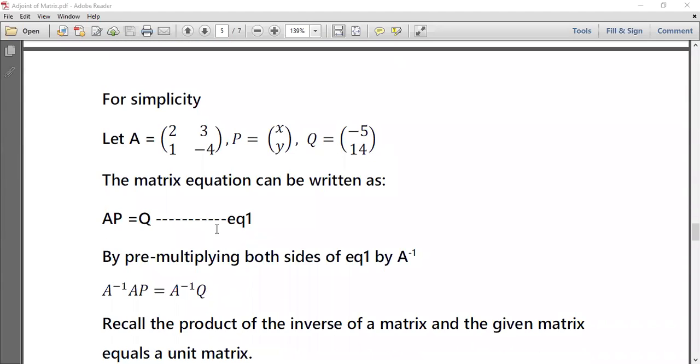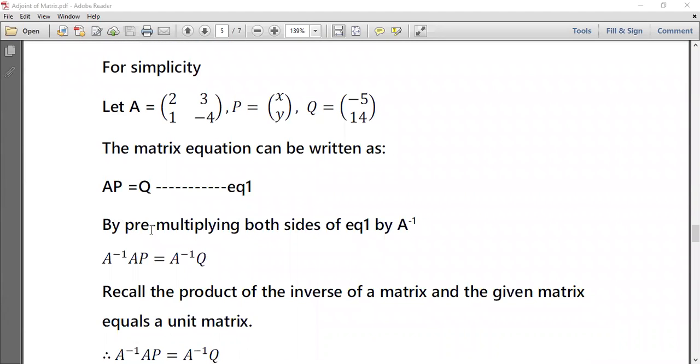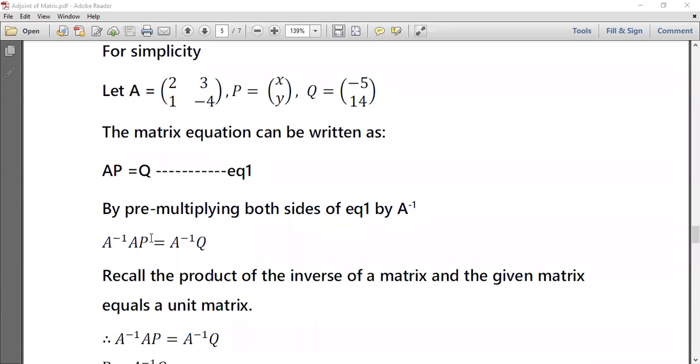So it's the same thing as this. So what I'm going to do now, I'll just multiply both sides by the inverse of the matrix. The reason why I'm multiplying both sides by the inverse of the matrix is this. At the end of the day, if you remember, recall yesterday's class, when we multiply a matrix by its inverse, what are you going to get? A unit matrix, isn't it?